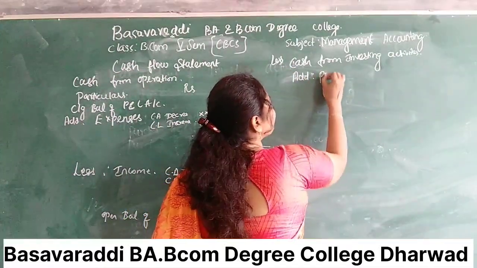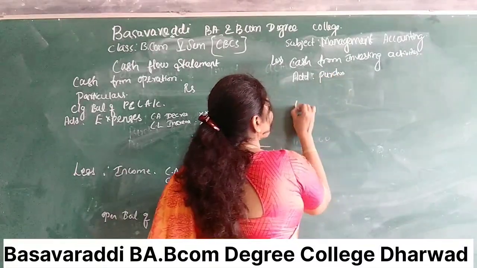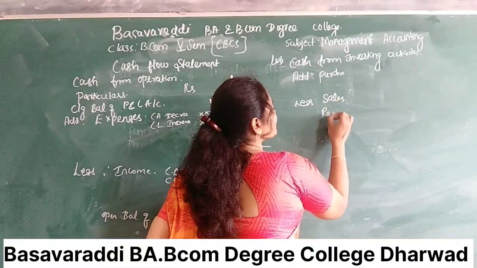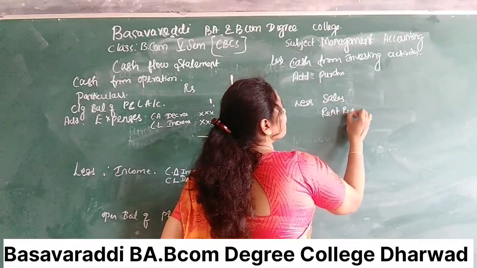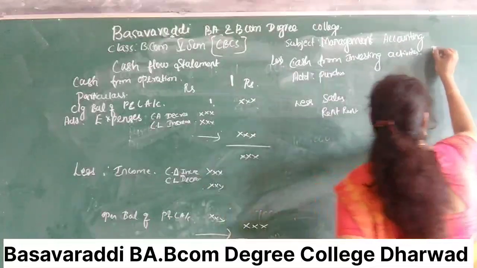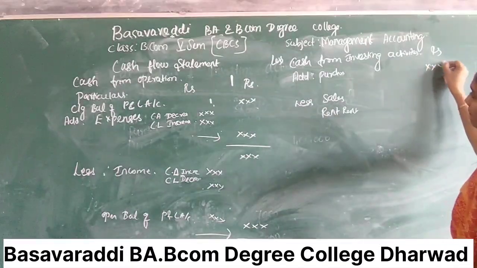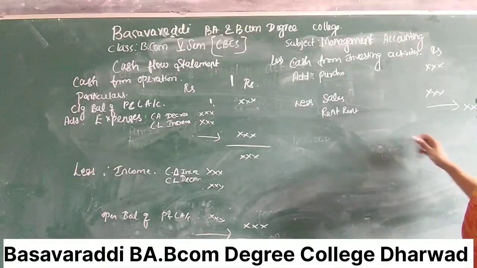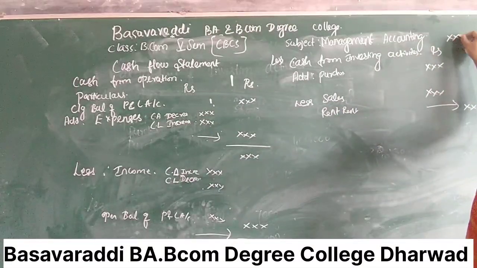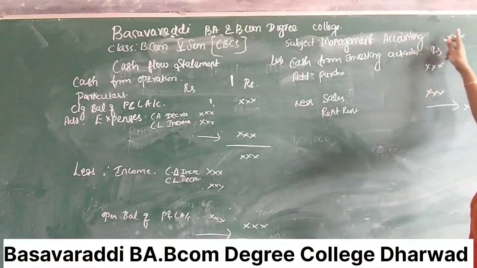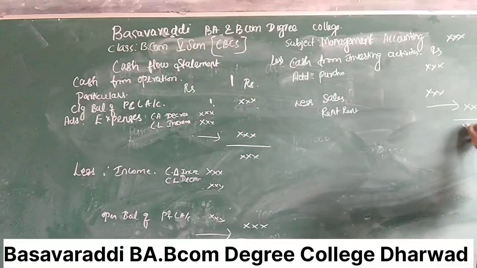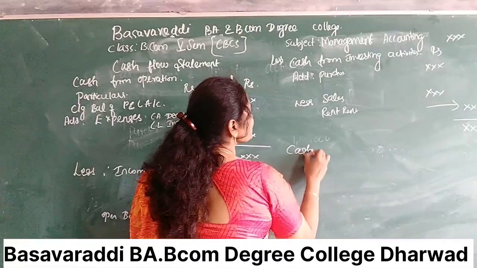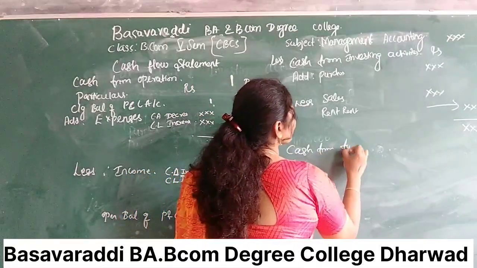Add purchases, less sales, rent received. The next one is the rupees column here. You already got cash from operations. In this you have to less this amount. Now we go to cash from financial activities.